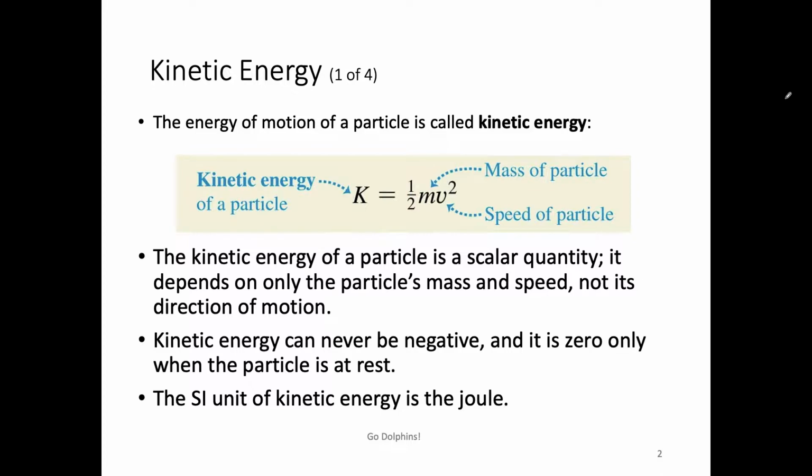Now the kinetic energy is a scalar quantity. It depends only on the mass and the speed of the particle. The direction of motion doesn't affect the kinetic energy. And also, as we can see, m cannot be negative. v squared cannot be negative. v can be 0, so kinetic energy can be 0, but it can never be negative. And the SI unit for kinetic energy is joules.